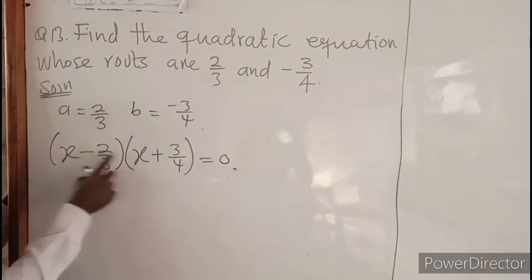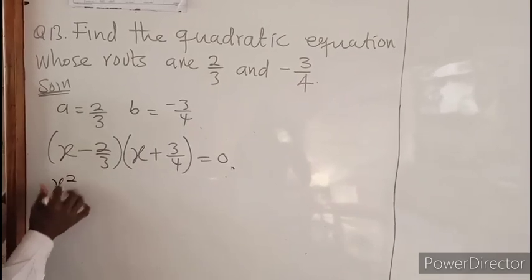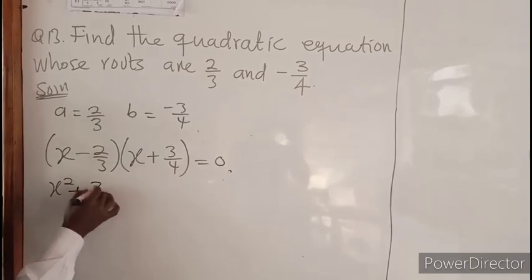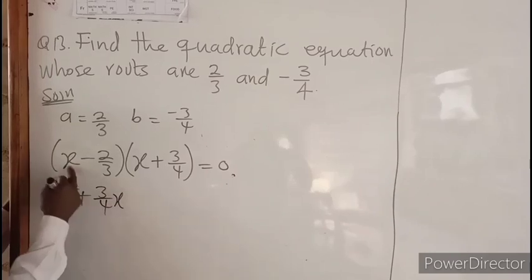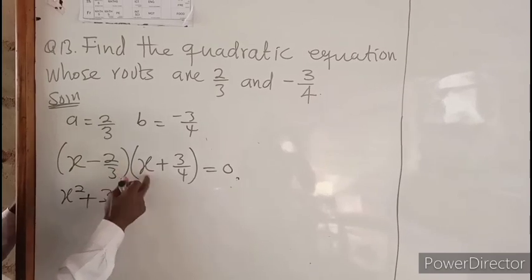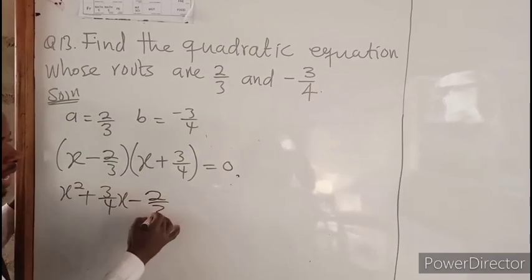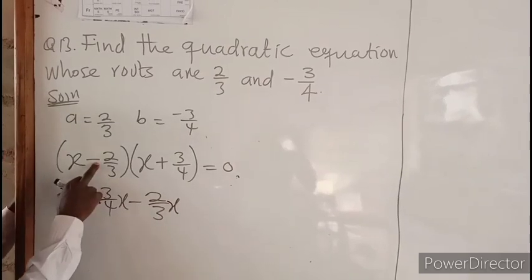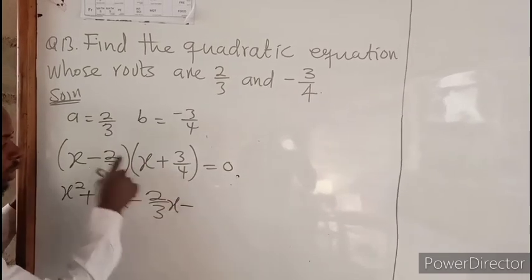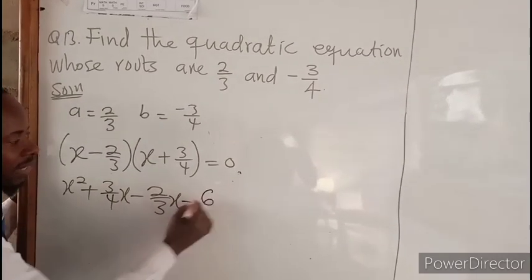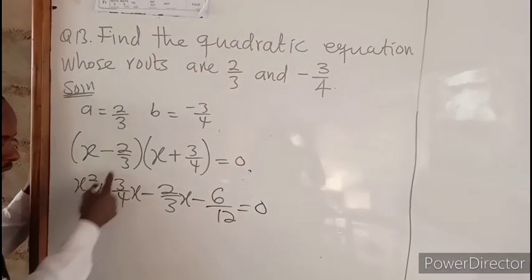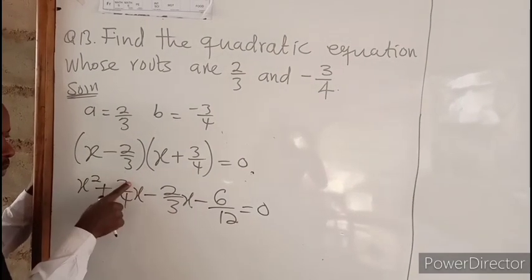Well, let's expand. X times x to give us x squared. This x will multiply the 3 divided by 4. That will give us positive 3 divided by 4x. That is using the first and the next. Then negative 2 divided by 3 will multiply x. So negative 2 divided by 3x. Then negative 2 divided by 3 multiplying this. Don't forget, when you are multiplying fractions, you multiply the numerators together. 2, 3, 6. 3, 4, 12. That equals what? 0.